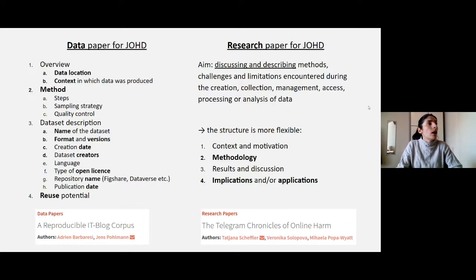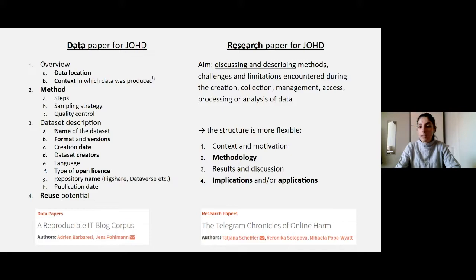So for what concerns the structure of the two types of publication, as I said, the data paper is shorter and very focused on the dataset itself. So there are four main sections. For instance, the overview is meant to give the data location, so the link to the repository where the data is stored, and the context in which the data was produced. So research project, a specific research idea, and so on.